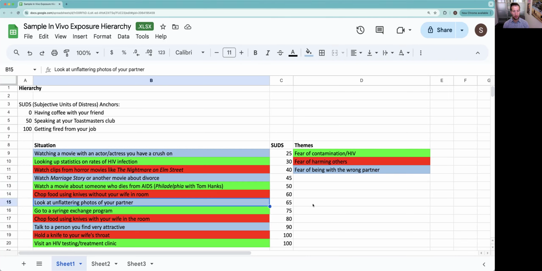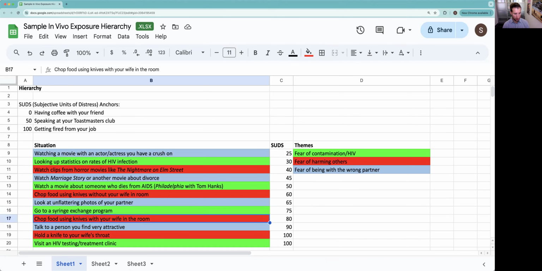Looking at unflattering photos of your partner can be a great exposure. Again, we're kind of building difficulty here, a 65 level SUDS. And then next we have fear of contamination or HIV, going to a syringe exchange program. Okay, now we're at a 75. This is often where exposure does get more difficult, but these can be really effective exposures.